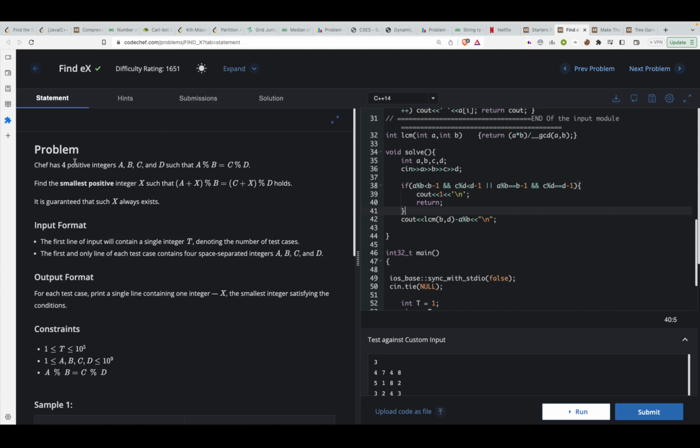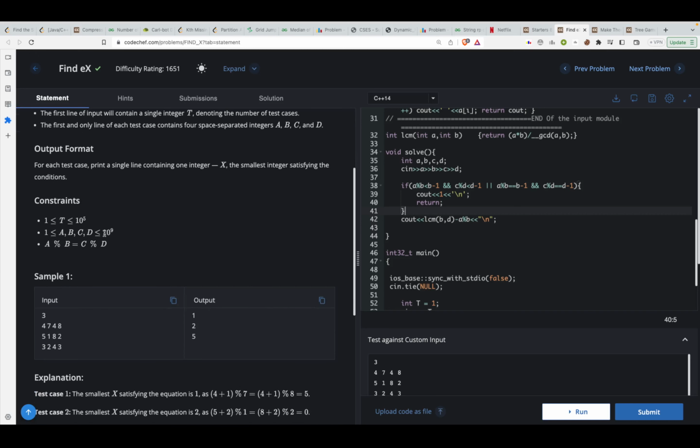Cool. So the problem states that Chef has 4 integers a, b, c and d. A modulus b is equal to c modulus d. That is something they have given us, and it is guaranteed that x always exists. And what is x? x is something we want to find, and it is the smallest positive integer x such that (a plus x) mod b is equal to (c plus x) mod d. That's what they have given us. Also over here, a, b, c and d can go up to 10 to the power 9. Hence a brute force approach won't work over here.